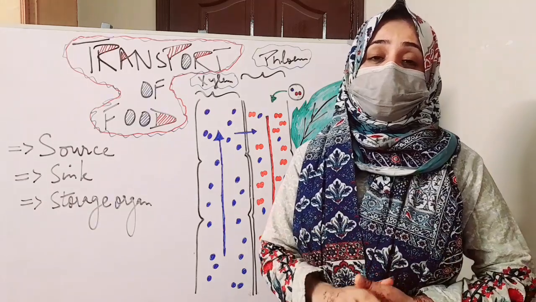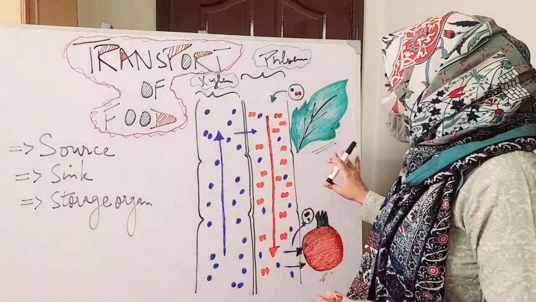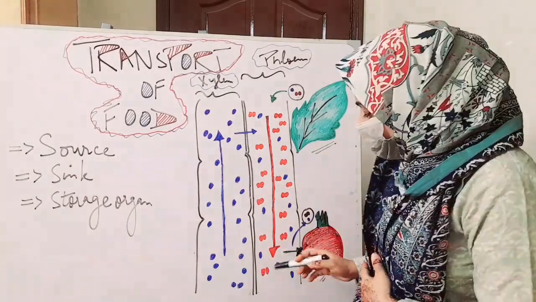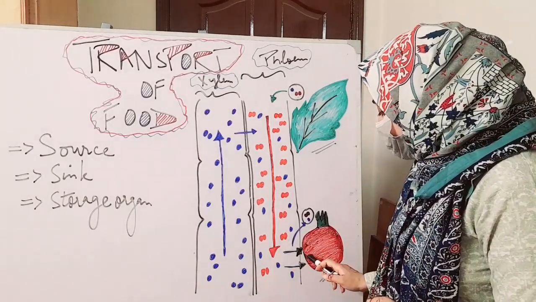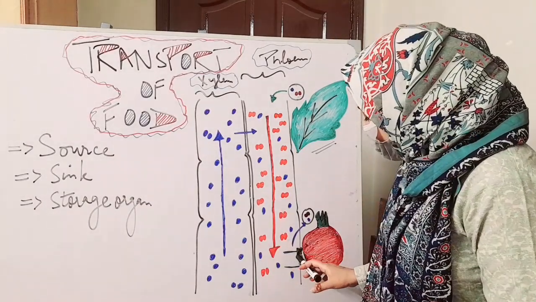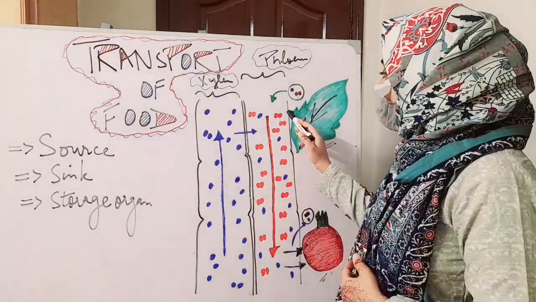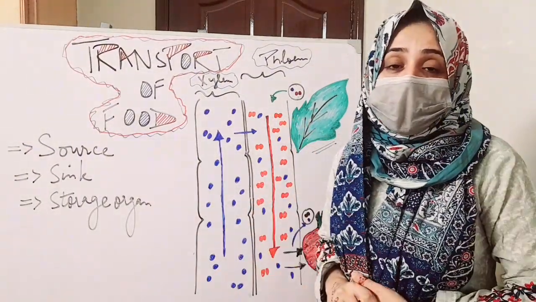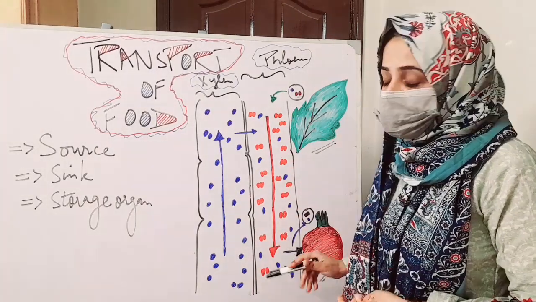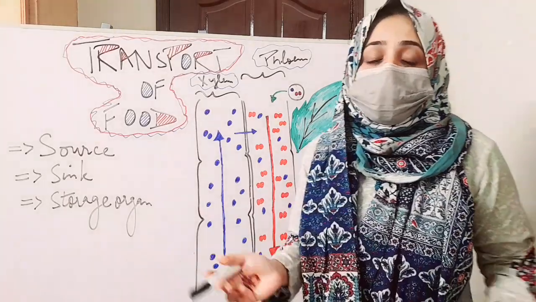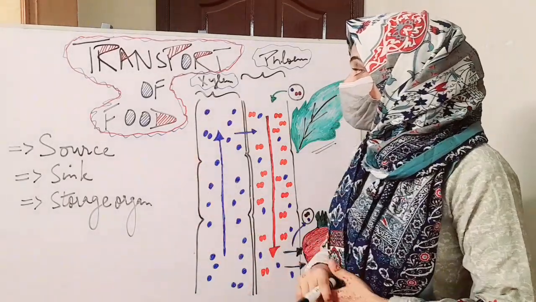So which force is responsible for the pressure flow mechanism? The answer to this question is the drop in the water pressure during the unloading of food here at the sink. When water pressure decreases here at the sink, a massive flow of food, which can be called phloem sap, is carried from source towards the sink. So in this way, transport of food is carried out in plants. So these were certain points regarding the transport of food in plants.